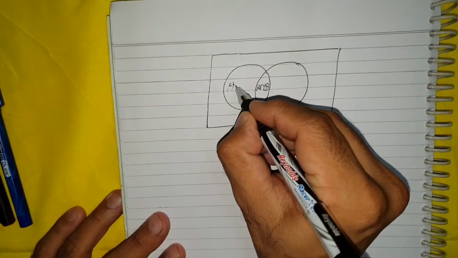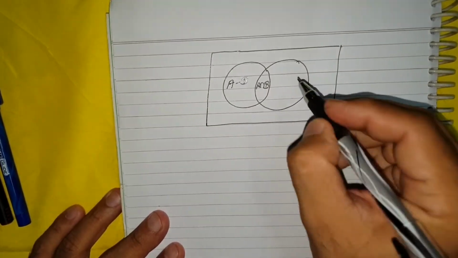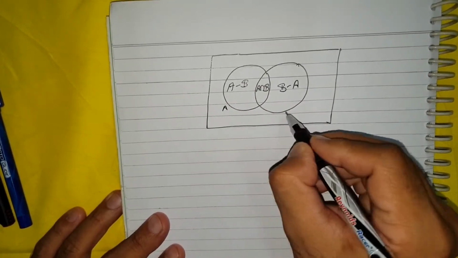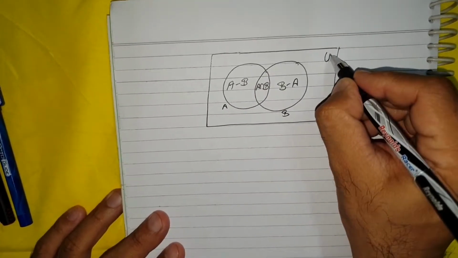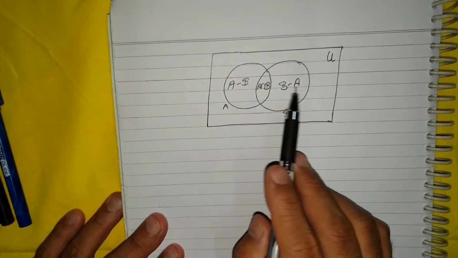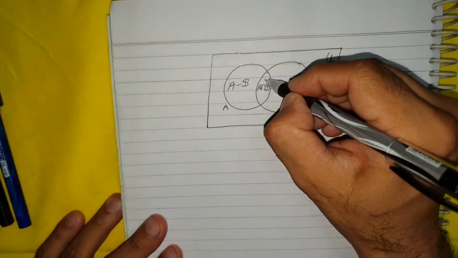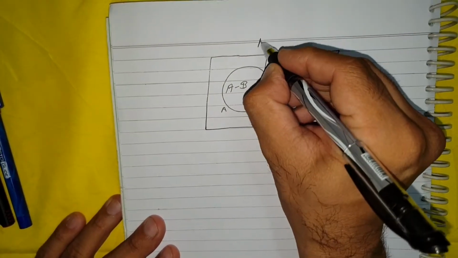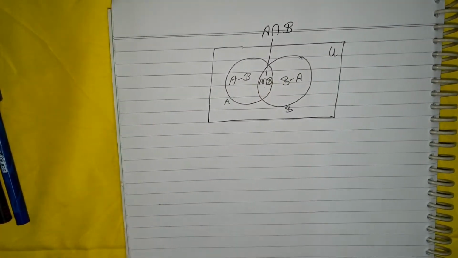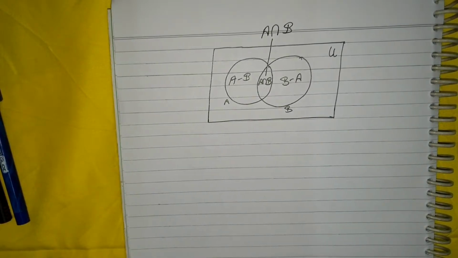This region represents A minus B, and this region is represented as B minus A. This is A, this is B, this is the universal set. So this is A intersection B, this is A minus B, this is B minus A. I'll write it a bit clearer. A intersection B is represented by this.